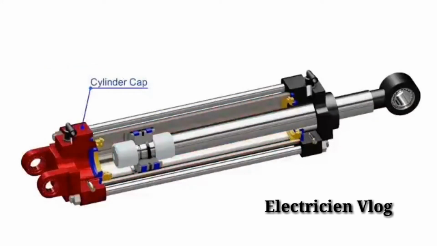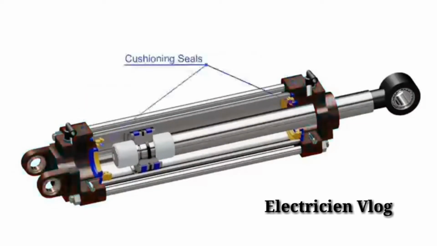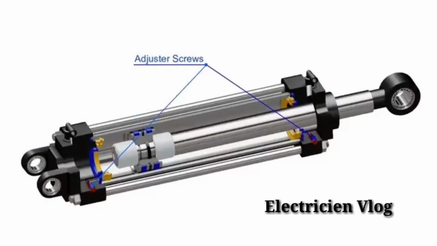A cylinder cap encloses the cylinder chamber at one end and the cylinder head encloses the chamber from the other end. Cushioning buffers and seals are installed on respective ends. Captive adjustable cushioning screws are installed on each end. These screws enable the user to adjust the optimum cushioning at the end of the stroke.